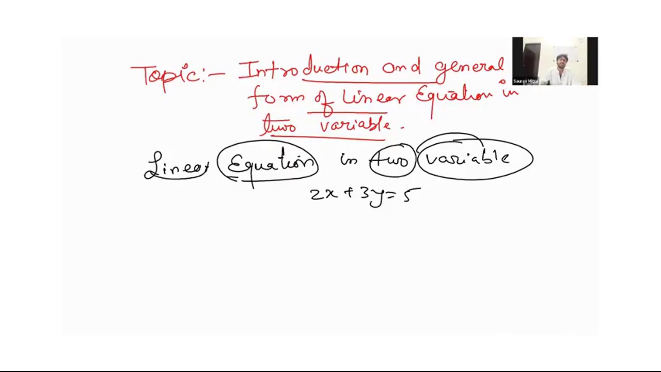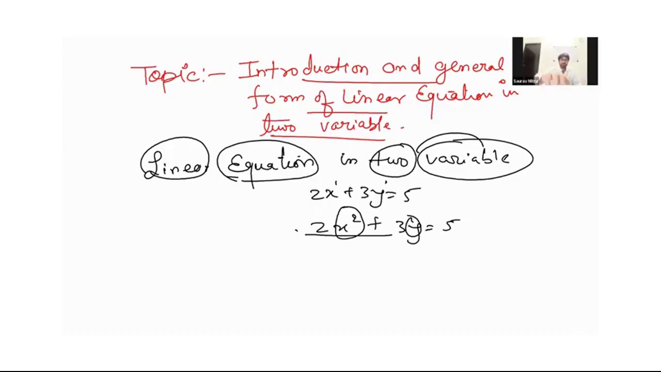And linear means the power, the degree of the variables, should be 1. If it is written like 3x squared plus 3y equals 5, then y is in linear form, but x is not in linear form. So this cannot be considered a linear equation in two variables. Since the power of the variable is 2, it will not be categorized in the linear form.